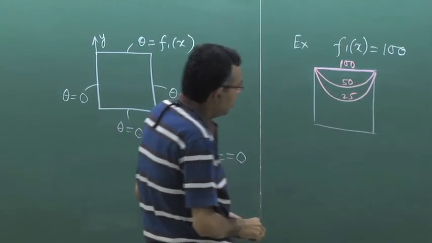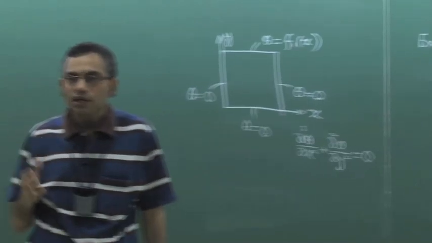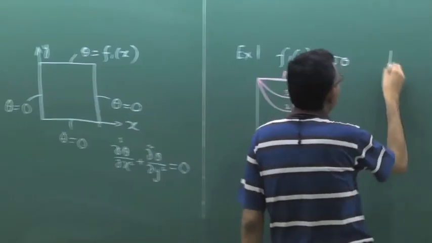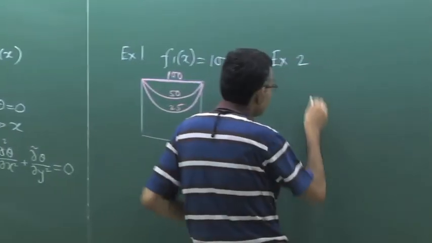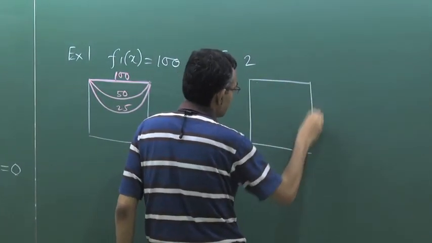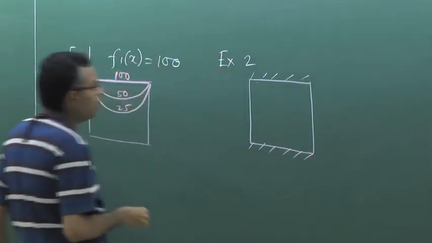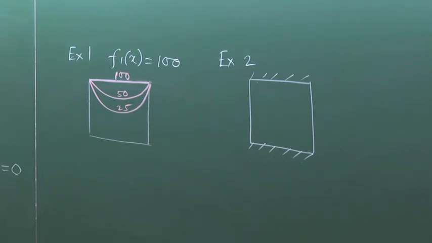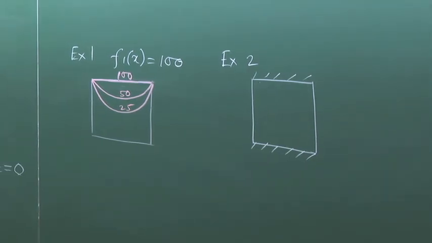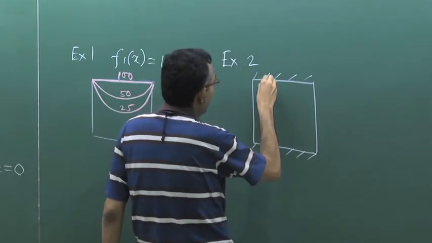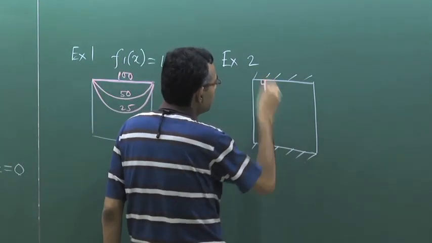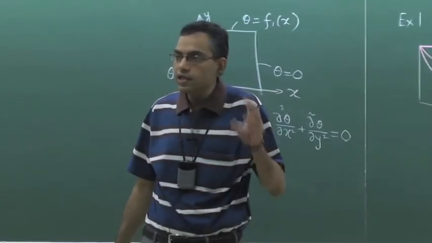Now there are typical situations when the boundaries are adiabatic, and how will the constant temperature lines be at the boundary when the boundary is adiabatic? Let us consider a second example. This is example 1. Example 2. Let us say these two boundaries are adiabatic. When you have adiabatic boundaries, you will have constant temperature lines perpendicular to the boundary, and the reason is obvious.